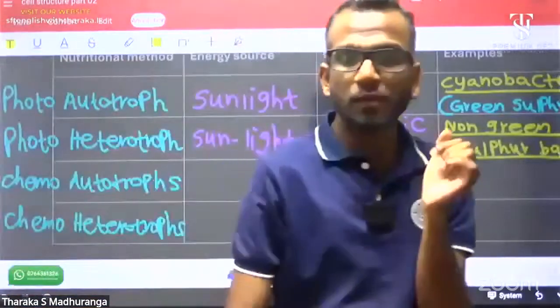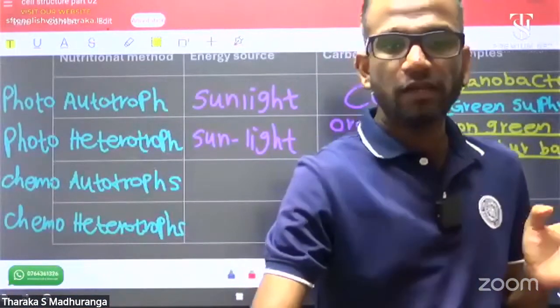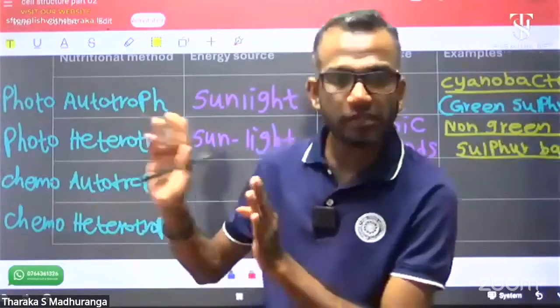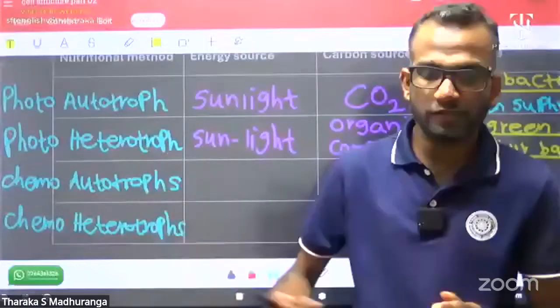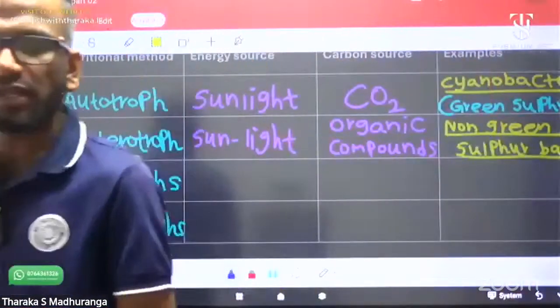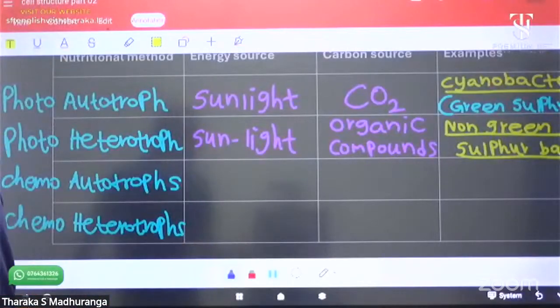Right. Let's move into chemoautotrophs. Under chemo, then what is the energy source? Is it sunlight? No, no, no. Chemo means chemicals. Then what is the energy source? Do you have any idea? Chemicals.